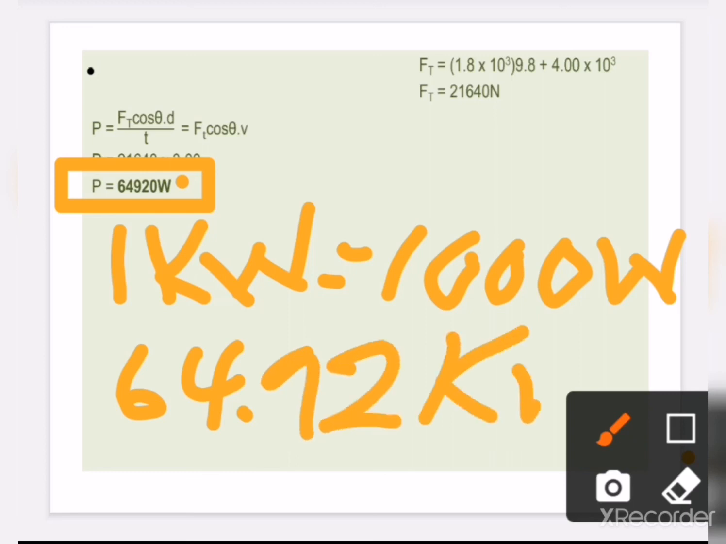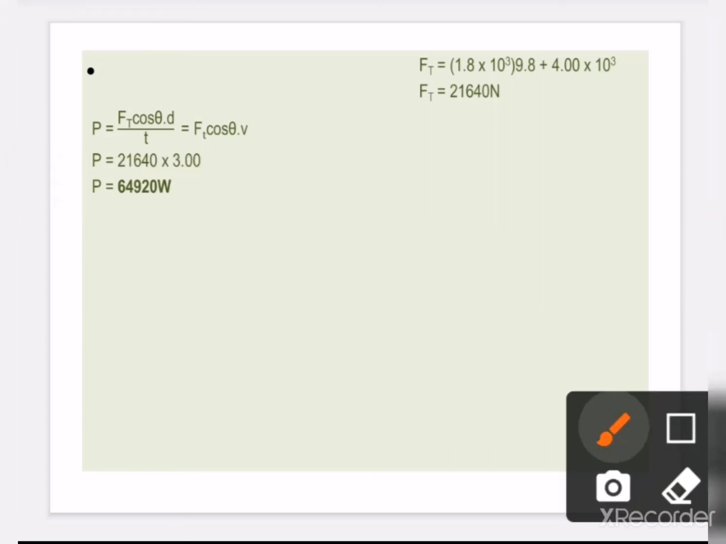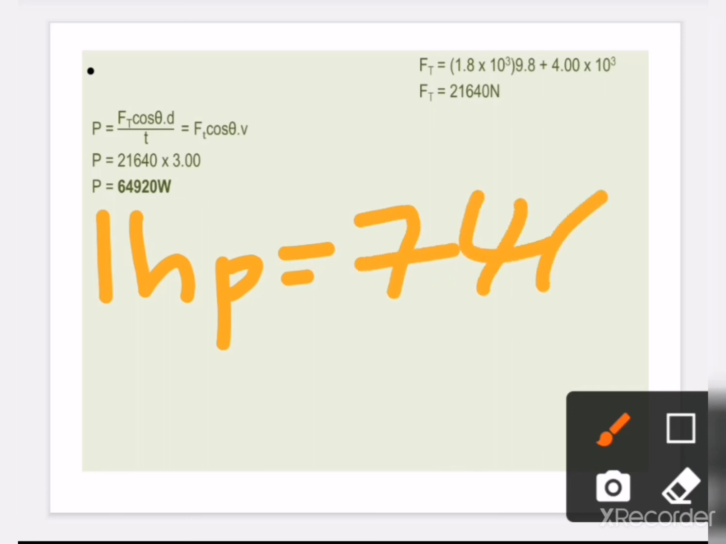And then what we should be getting when we do that is 64.92 kilowatts. And then for horsepower also, we need to remember the relation between a horsepower and a watt. So 1 horsepower, which we usually abbreviate as HP, is equal to 746 watts. Okay, and so to do this, you simply have to divide this value here by 746. Whatever value you have, it will give you an amount of power in horsepower. Okay, and so that's how you deal with the horsepower.